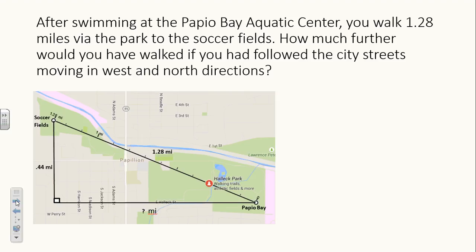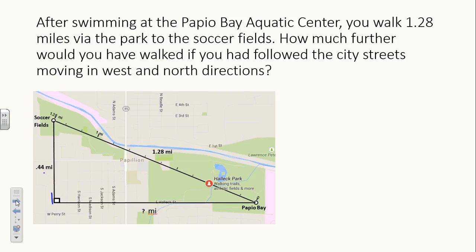Then I also said, well, hey, what if we had just gone in a straight line? Because we all know the shortest distance between 2 points is a straight line, right? But what if we had followed the streets? Because the streets usually force you to go in right angles, don't they? So if we had walked back from the soccer fields to this corner, went straight due south, we'd be 0.44 miles.